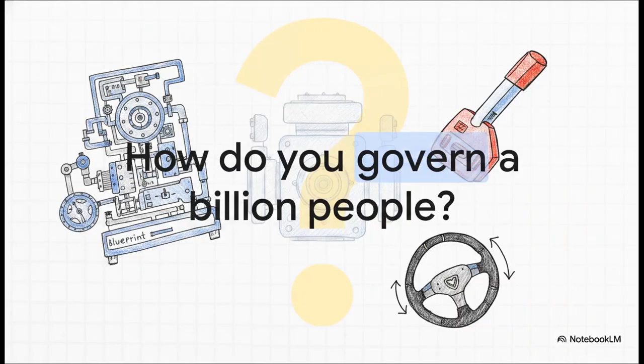I mean, think about it. How do you actually govern over 1 billion people? It's an immense, almost cinematic challenge. You need a system that's incredibly robust, but also flexible enough to handle unparalleled diversity. You don't just need a government, right? You need a meticulously engineered machine. And that machine requires a blueprint, an engine, a steering wheel, and yeah, a set of emergency brakes.